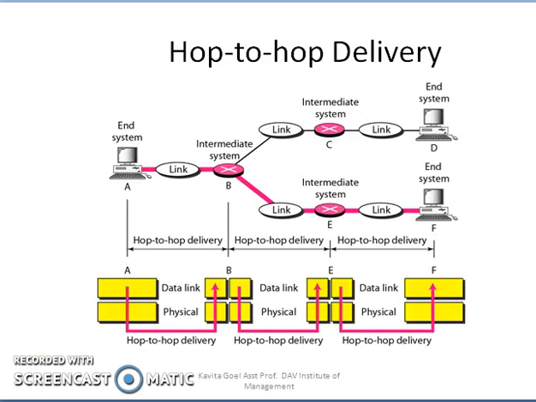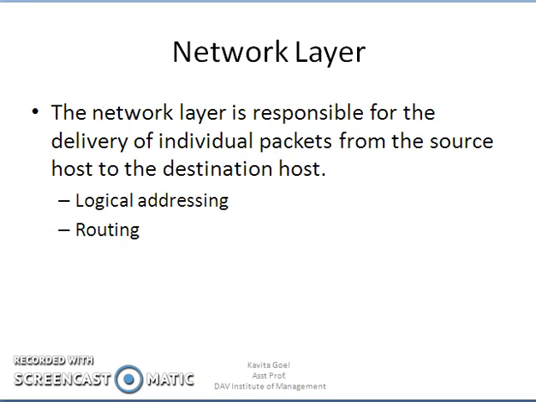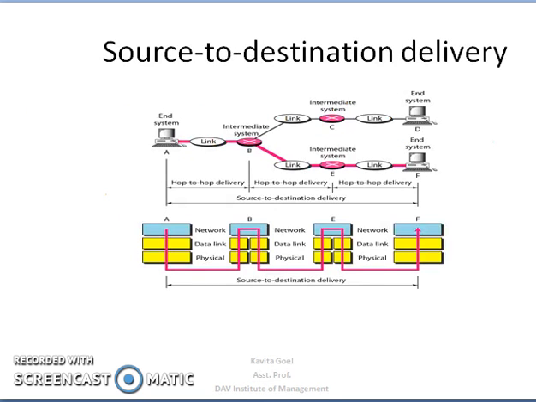The network layer is based on hop-to-hop delivery. The network layer is responsible for the delivery of individual packets from the source host to the destination host. The main two functions of network layer are logical address and the routing. Network layer mainly is responsible for source to destination delivery.